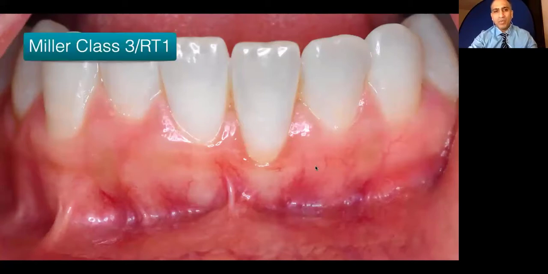Nonetheless, we diagnose this as Miller class 3 because of the malposition, but because there's no interproximal attachment loss, we call this an RT1. So this is where I say that there's a discrepancy. For Miller class 3, you're not expecting complete root coverage, but for an RT1, a complete root coverage result is predictable about 75, 76% of the time.